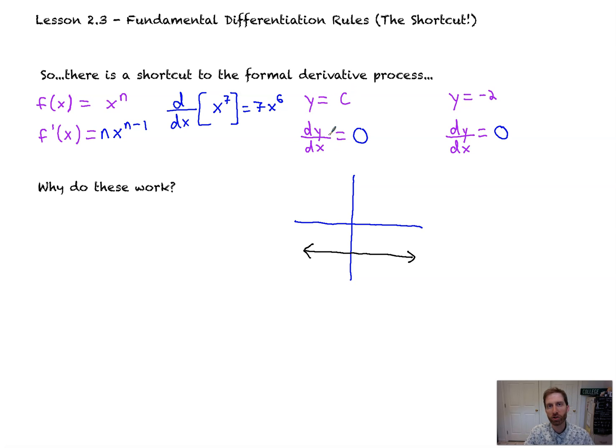It's the slope of that function. So the derivative of a constant is 0. I think that's a nice way of understanding it. Now, graphically, it's not as easy to conceptualize why it is that our power rule works.